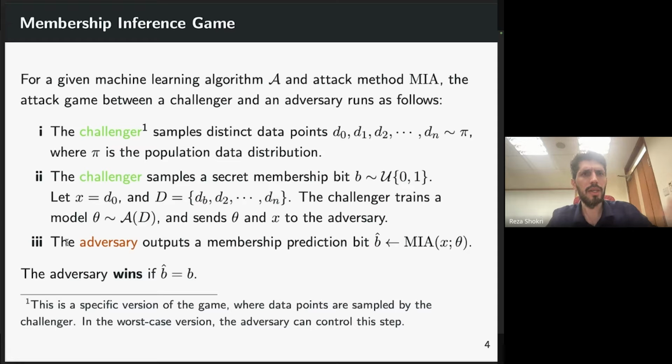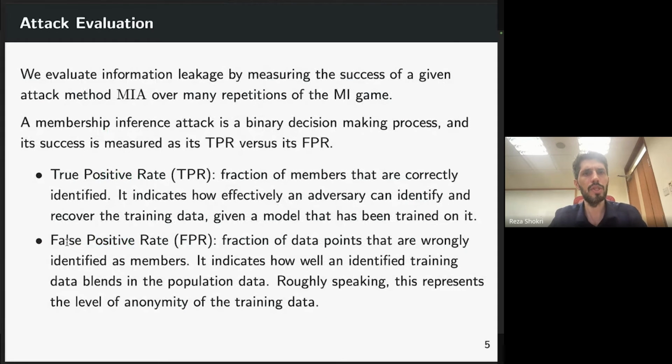Okay, so this is one instantiation of the game. What we do is run this experiment many times, and we measure on average how many times the adversary would guess the members and non-members correctly. As in the case of many other binary decision-making processes and binary hypothesis testing frameworks, we measure the true positive rate, which indicates how effectively the adversary is able to recover and identify the training data. And then the false positive rate, which roughly speaking is the level of anonymity that every identified training data has.